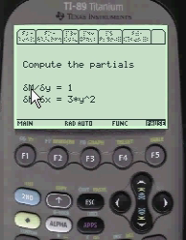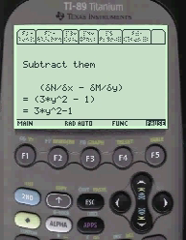And the partial of m, I use m here. The partial of m with respect to y is 1. The partial of n with respect to x is 3y squared. And we subtract those according to the formula, and it's 3y squared minus 1.